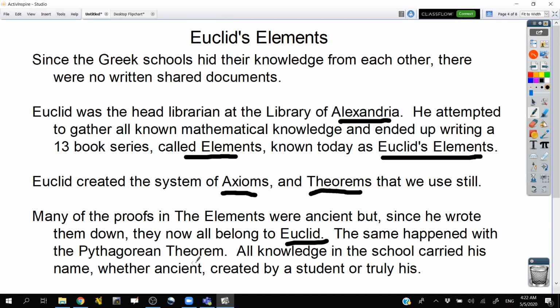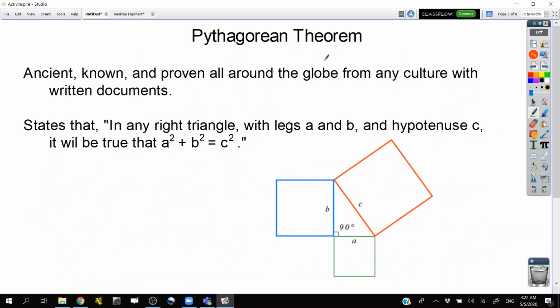The same happened with the Pythagorean theorem. All knowledge in the school carried Pythagoras' name, whether it was ancient knowledge, created by a student, or actually his. It all carries Pythagoras' name. So is he the only one that created the Pythagorean theorem? Obviously not. The Pythagorean theorem is ancient, known and proven all around the globe.